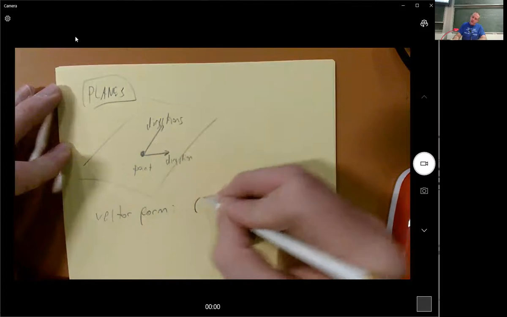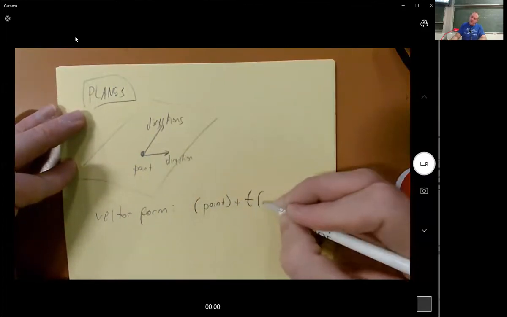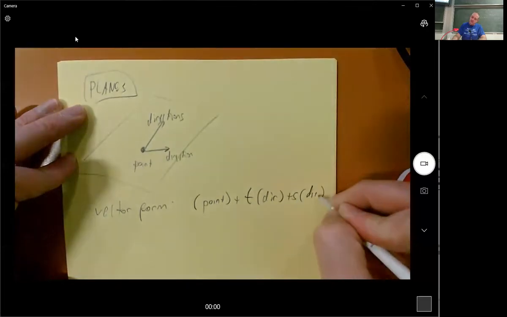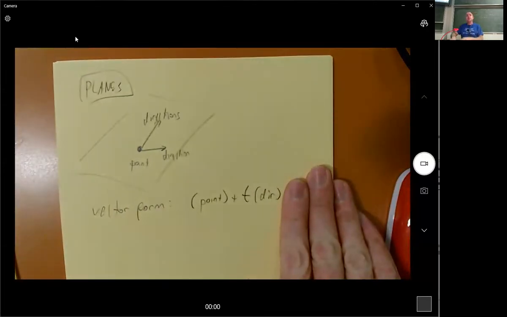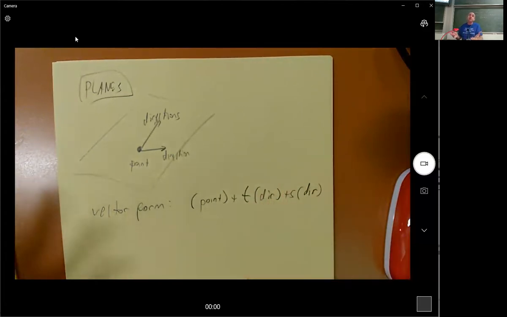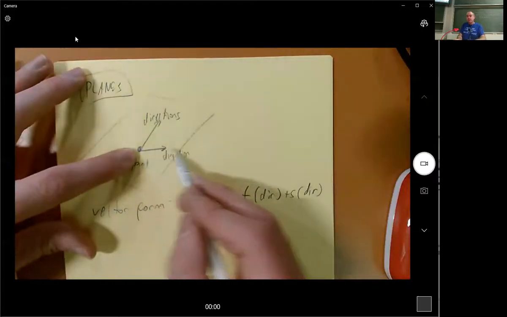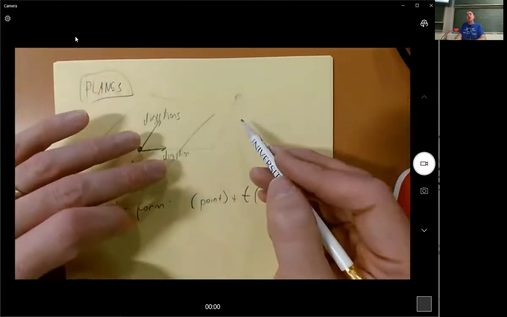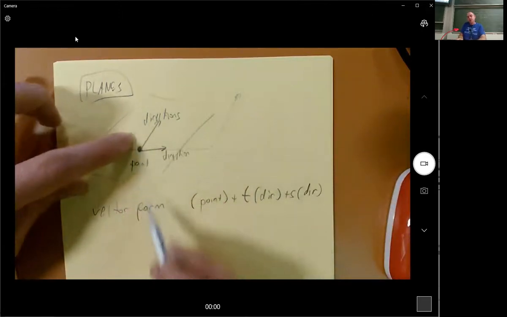The vector form would be a point plus t times a direction plus s times a different direction. So this would be a line with just one of them. If you have 2 different directions, it's a plane. And the idea being that to get to every point on the plane, I'll go some amount of this direction and then some amount of this direction, that will give me a point on the plane. Or I'll go some amount of this direction, possibly the other way, and then some amount of this, that'll give me a different point on the plane.